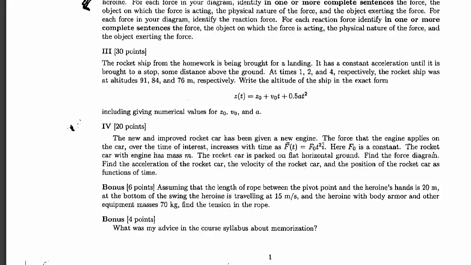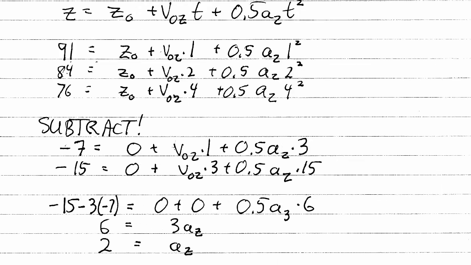Question 3 deals with motion at constant acceleration. We have an object that's moving at constant acceleration, we're given certain pieces of information about it, and we're asked to write, for example, position versus time in a fixed form, namely the fixed form given here.